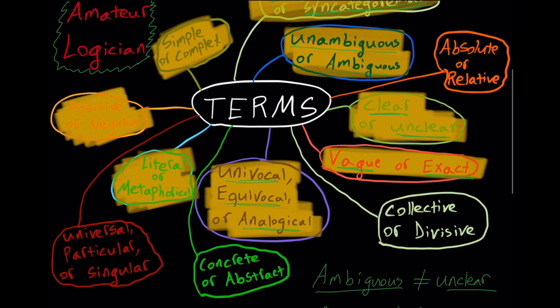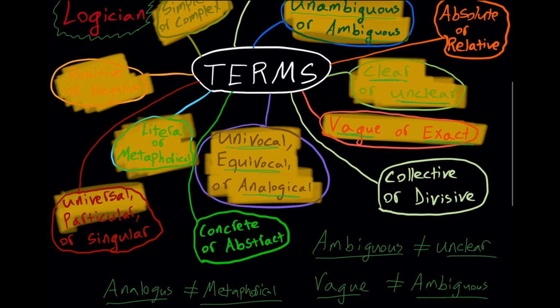Our next distinction is over universal, particular, or singular. Universal terms refer to every member of its class. If I say all men are mortal, we're thinking about men in a universal sense. A particular term refers to some members of its class. So, for example, some men are wise. A singular term refers to one member. For example, Socrates is wise.